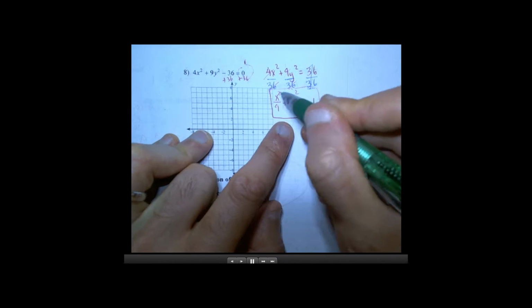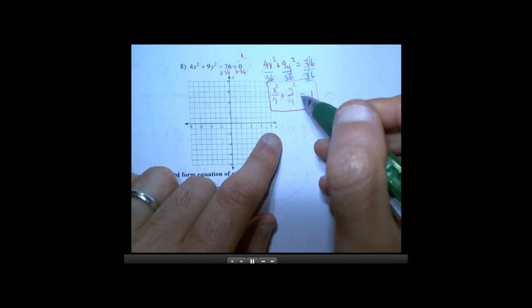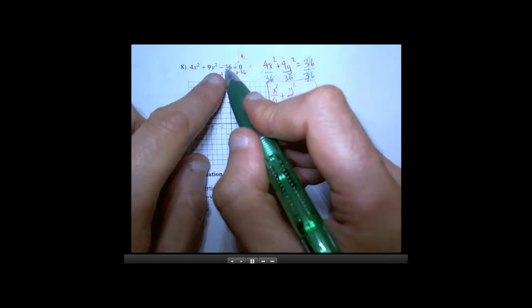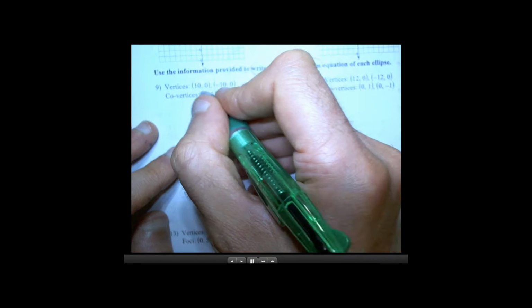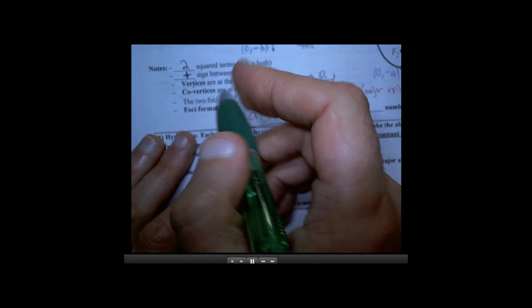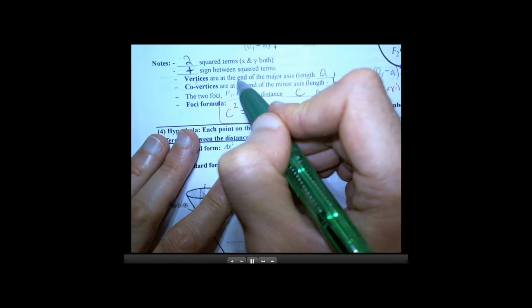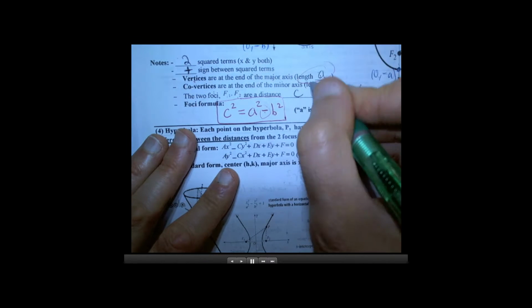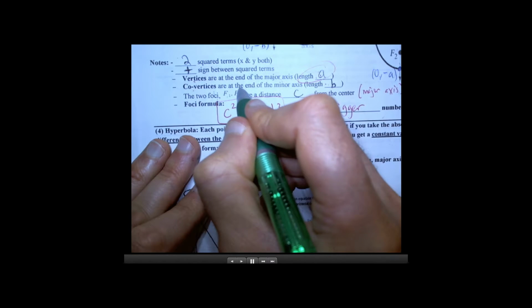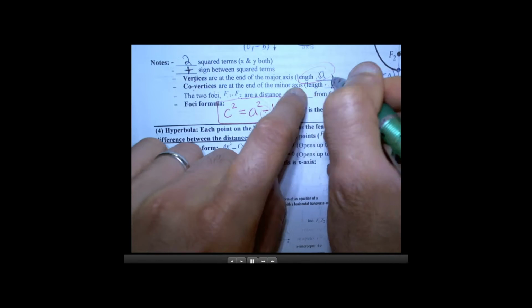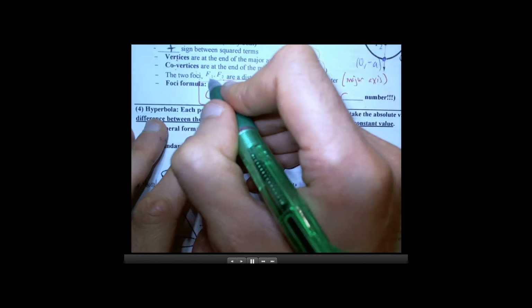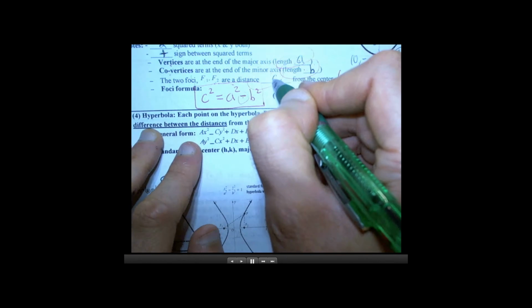So you probably have a couple of these on your homework tonight. The key is to remember, all you got to do, move the 36 over, and then just divide to make this into a 1. We're given this information, vertices and co-vertices. If you remember back, you don't have to take it out. Vertices are the ends of the major axis. Vertices are my A. Co-vertices are from the center length B. And foci, of course, is our length C. So just remember that. Vertices A, co-vertices B, foci C.